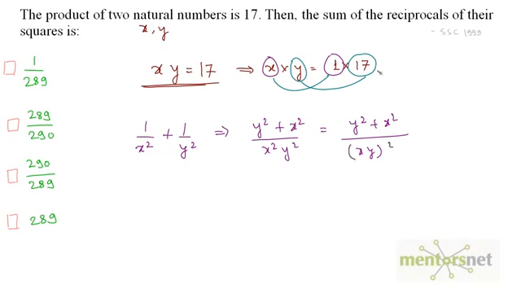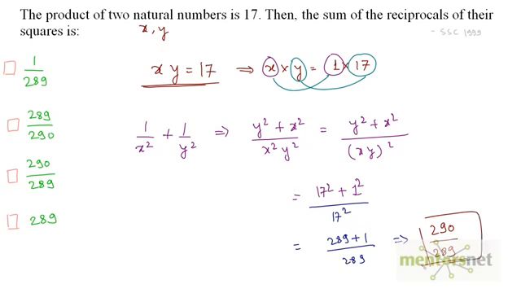So we know the value of x and y. We can say that this is equal to y square is 17 square, so 17 square plus x square is 1 square, divided by, we know the value of xy, which is 17. So we have 17 square on the denominator. So 17 square is equal to 289. So we have on the denominator 289, on the numerator 289 plus 1. So this is equal to 290 divided by 289. So we have the answer 290 by 289.